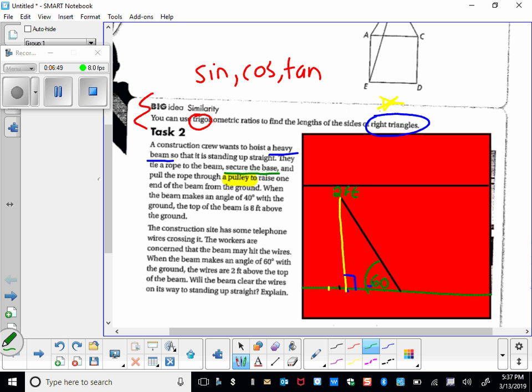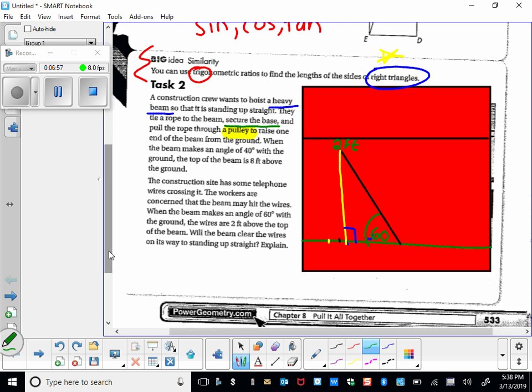Now they're asking, will the beam clear the wires on its way to standing straight up? And they want us to explain it. So we're going to need 2 pieces of information. The first piece we're going to need is, what is the length of our beam? If we know the length of our beam, we can find out how much space we'll have before it hits the wires. But then we also need to find out, what is the distance from the wires to the ground, or the height.